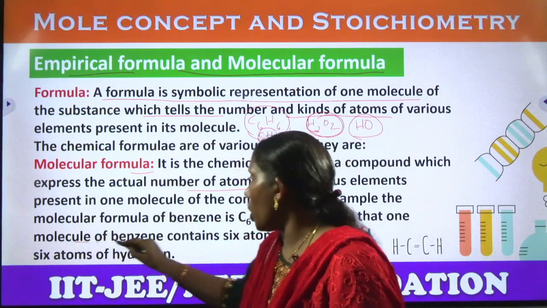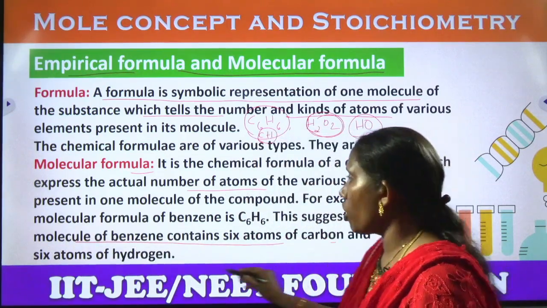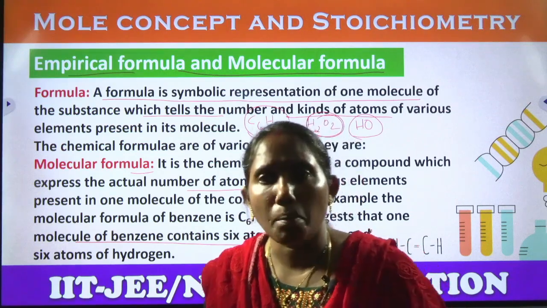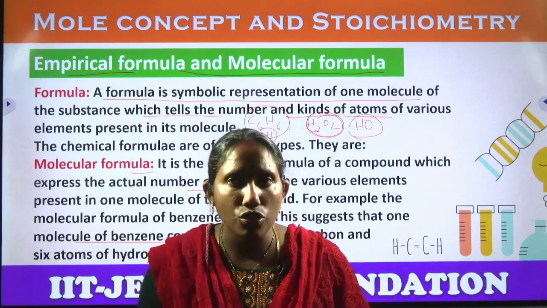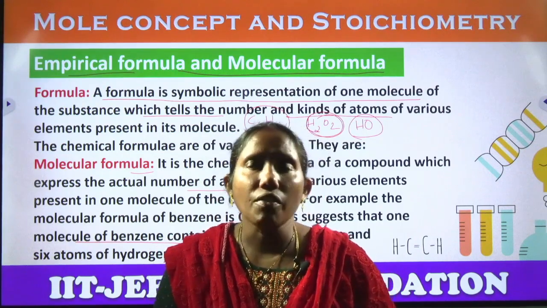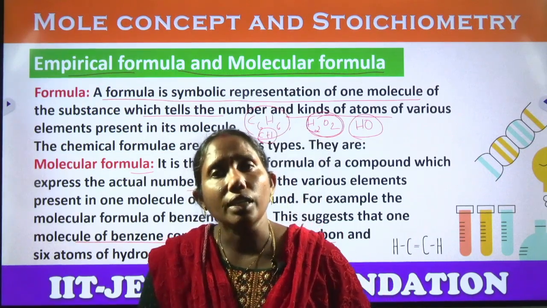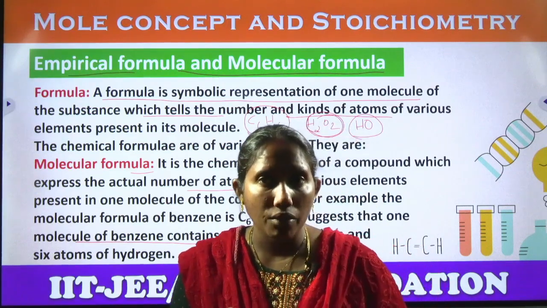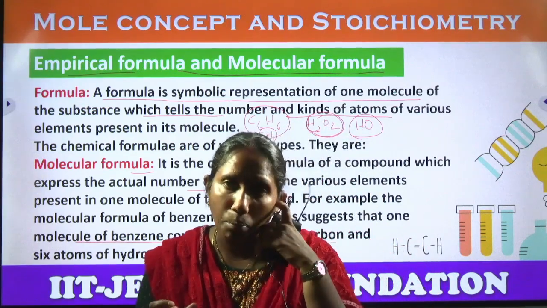See here, the molecule of benzene contains 6 atoms of carbon and 6 atoms of hydrogen; that is its molecular formula. Take the simplest number from that molecular formula, and it gives you the empirical formula. Here, the very important one is the calculation of empirical formula and molecular formula. How to calculate the empirical formula and molecular formula is very important, right?